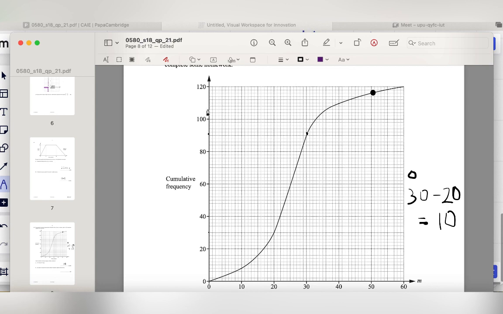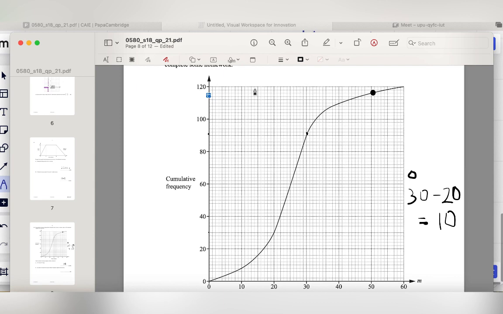So 100 to 120 is 10 small boxes. So each box is two, right? So that's 4. Here we have 100, 110, 112, 114, 116, 118. So this point is 116. Right, this point is 116. So 120 minus 116 is the number of students, because they are the ones above.